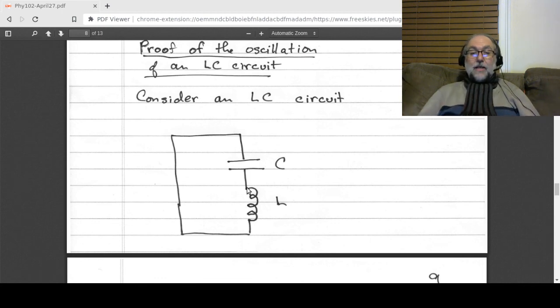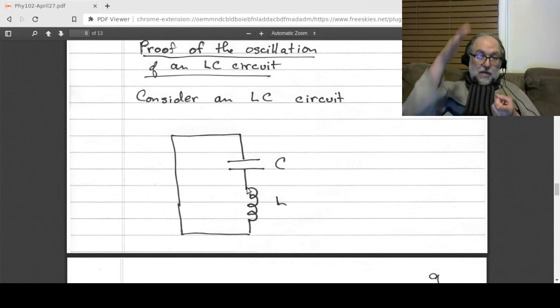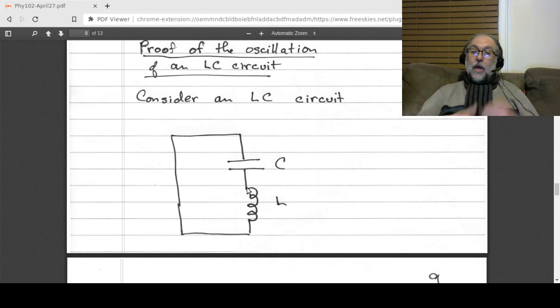All right, guys, that's it. So just a quick summary. We looked at RC circuits, they exponentially decay. We looked at RL circuits, they exponentially decay. And we looked at these LC circuits, and they oscillate over time. I showed that from the differential equations that arise from the sum of the potentials around the loop. All right, thank you.